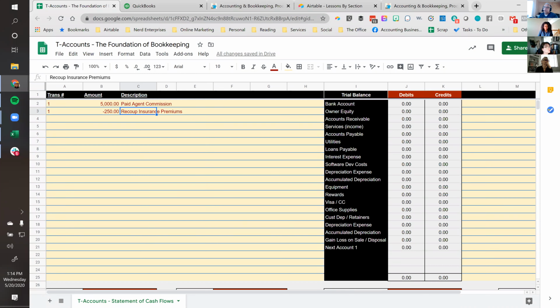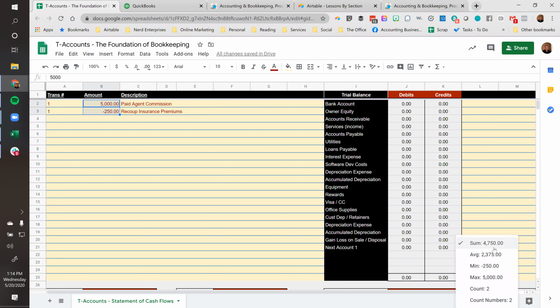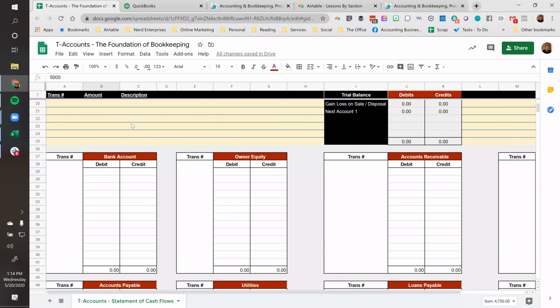Okay, so let's see what this looks like. So I've got the payment coming out of the bank account, right? But the payment out of the bank account, remember, is the net of these two. So if I highlight both of these, because I'm in a spreadsheet, I can look way down at the bottom right, and I can see that the sum is $47.50. So that's the net effect to cash, right? So I go down here, and here's my bank account, so we're going to credit cash $47.50.